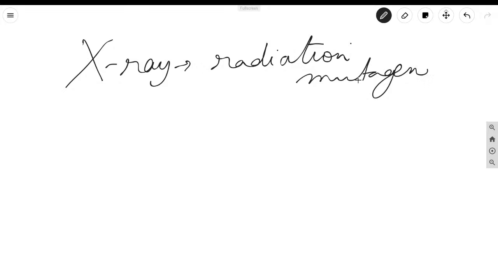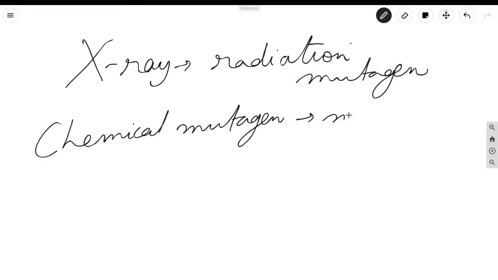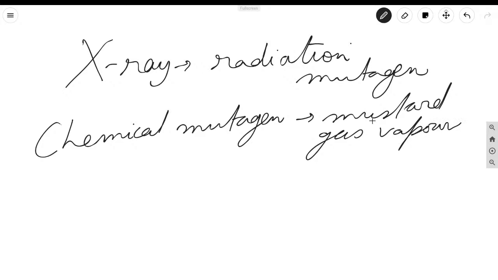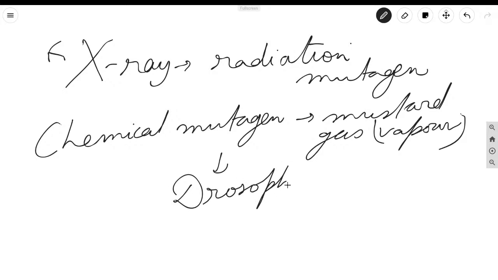When you talk about chemical mutagens, we can talk about mustard gas. So one of the scientists used a chemical mutagen known as mustard gas vapor, causing mutation in Drosophila. X-ray can also cause mutation in Drosophila melanogaster, or fruit fly.